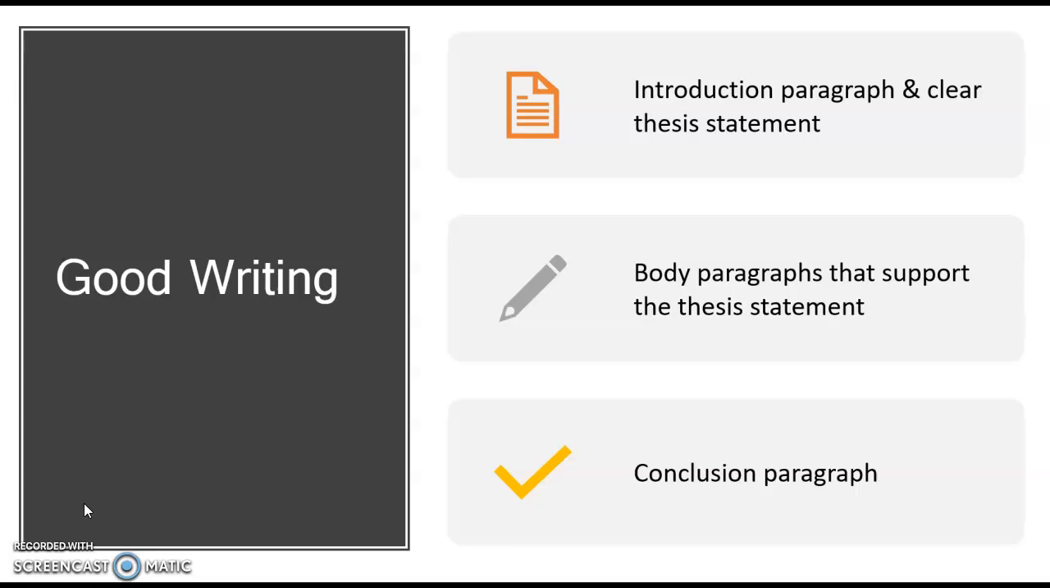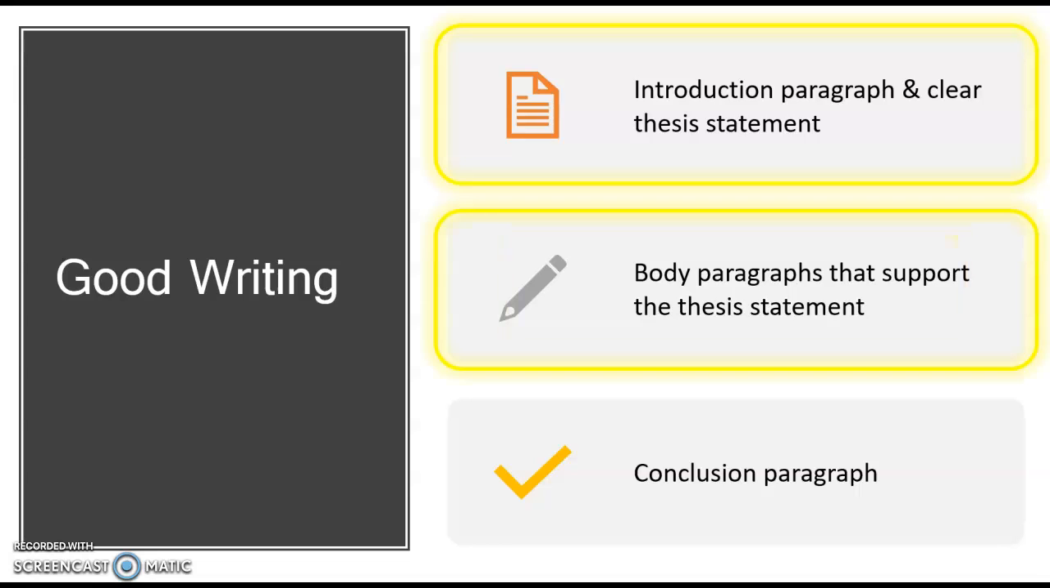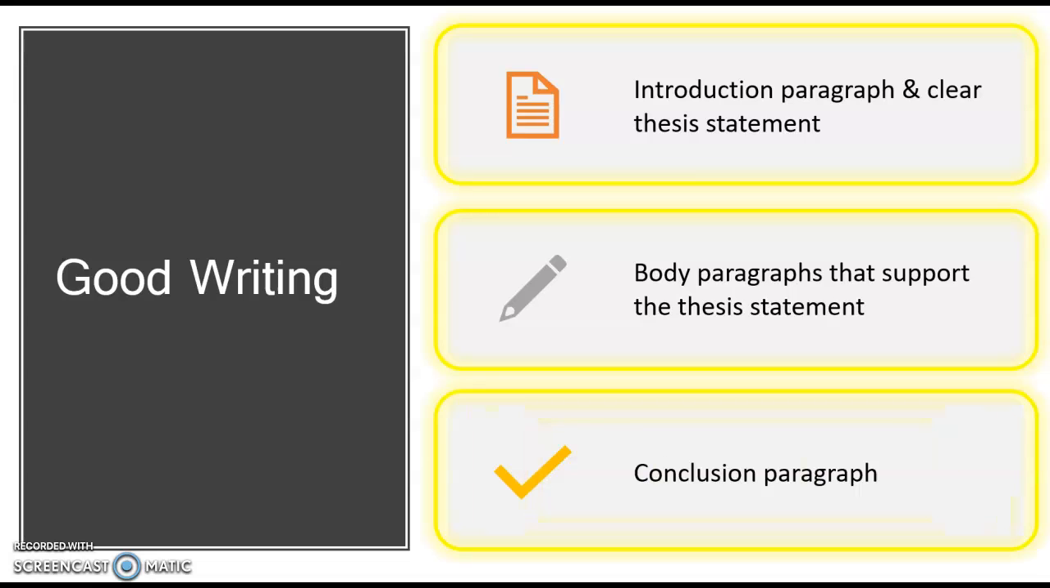In English 106, you learned about and practiced good writing. You probably remember that a strong essay begins with an introduction paragraph and a clear thesis statement. Then you develop the reasons or support for the thesis statement in the body paragraphs. Finally, strong essays end with a conclusion paragraph that reiterates the thesis and main points and provides the reader with a sense of closure. English 107 will build on this foundation of good writing.